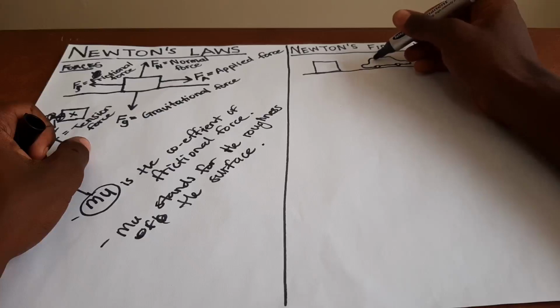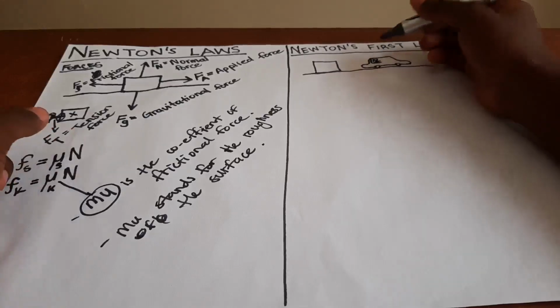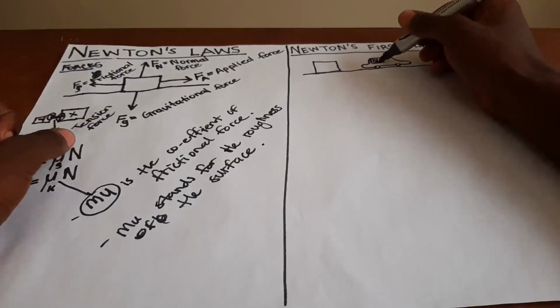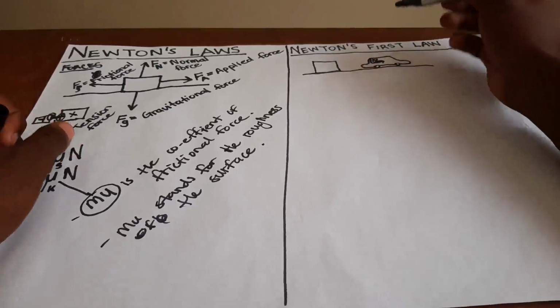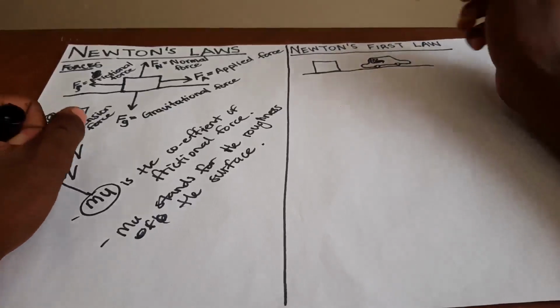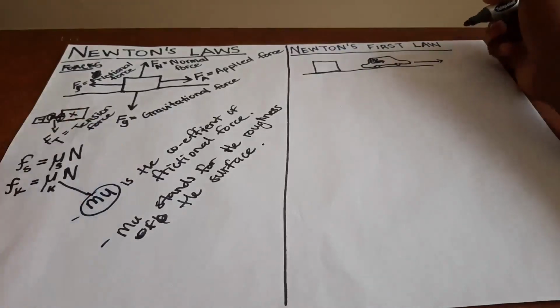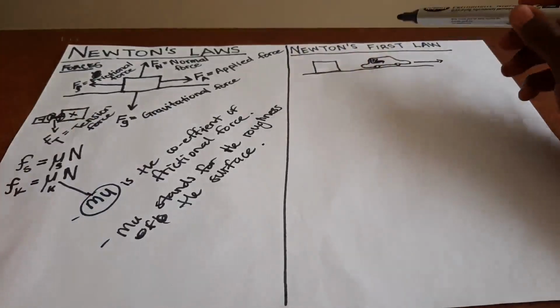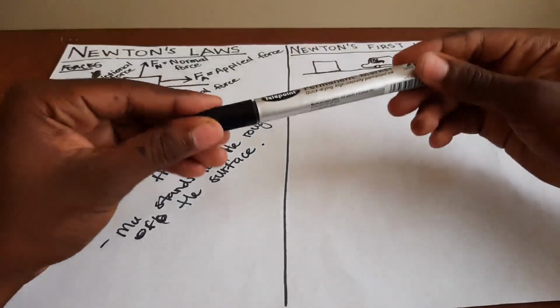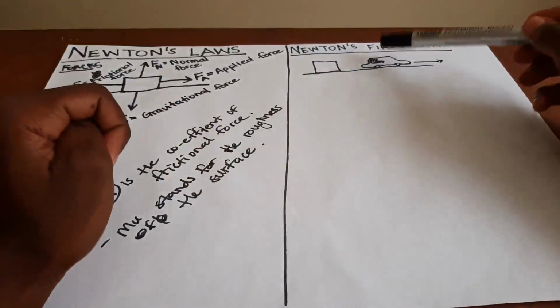And here you have the passenger. This is your chair, this is your seat, and the car is moving this way. So a passenger in the car will also move at the same speed as the car.